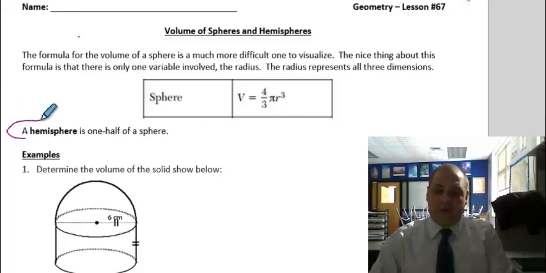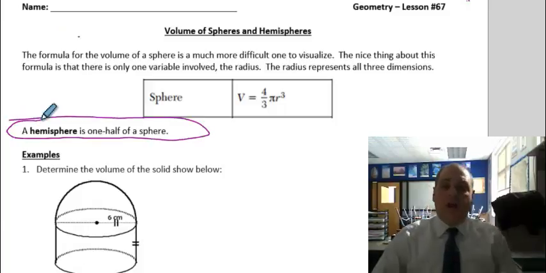A hemisphere is 1/2 of a sphere. Okay, so it says that right here. A hemisphere is 1/2 of a sphere. So if they ever say hemisphere, you're just going to do the volume of a sphere and then cut it in half, divide by 2.